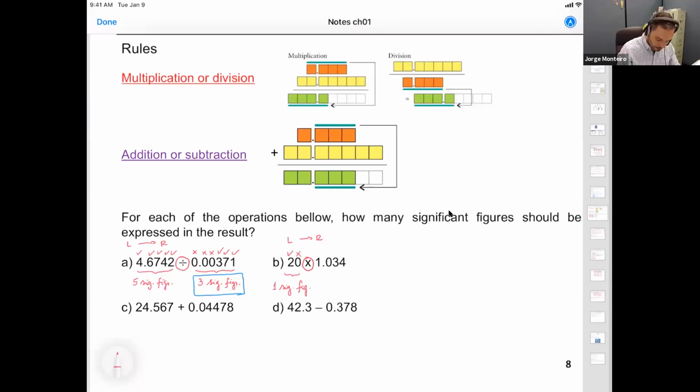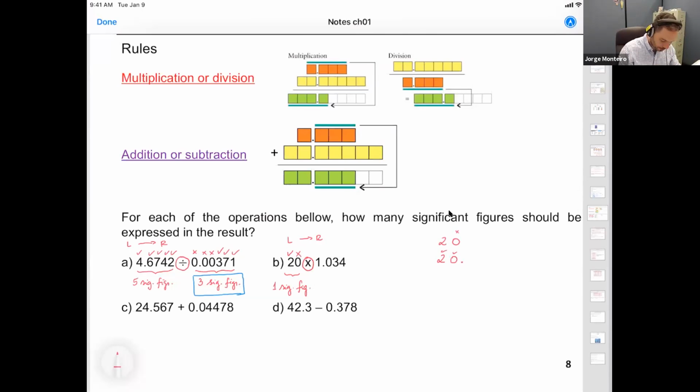All right, be very careful when you have a 0 at the end of the number. Okay, so if you have 20, this is not significant. However, if you have 20 and a point here, just the fact that the decimal point is there, that makes the 0 significant. Okay, be very, very careful with that.